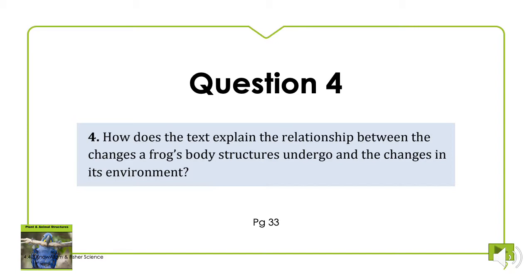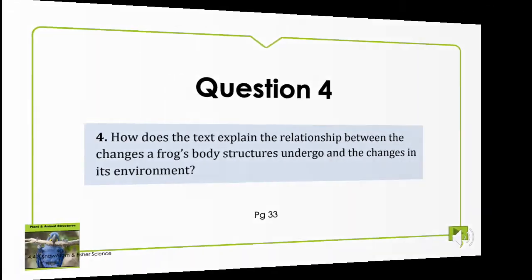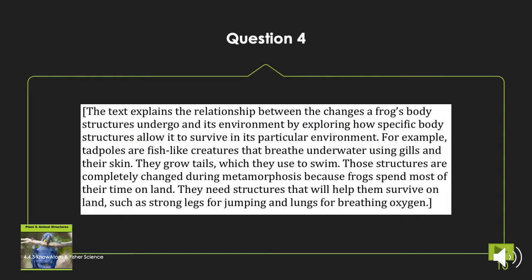And question 4. How does the text explain the relationship between changes a frog's body structures undergo and the changes in its environment? The text explains the relationship between the changes a frog's body structures undergo and its environment by exploring how specific body structures allow it to survive in its particular environment.